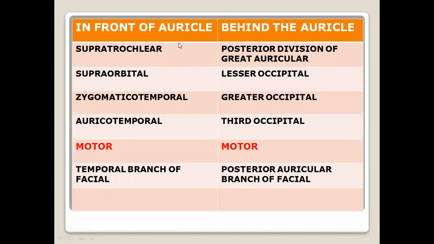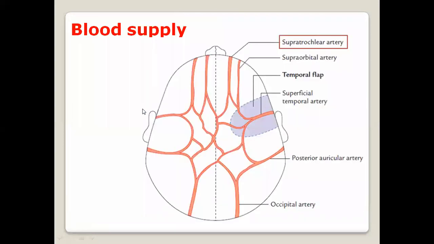So in front of auricle, 5 nerves, out of this 4 sensory, 1 motor. Behind the auricle, 4 sensory, 1 motor. Okay. I think you are clear with this. Next, we'll go on to the blood supply.